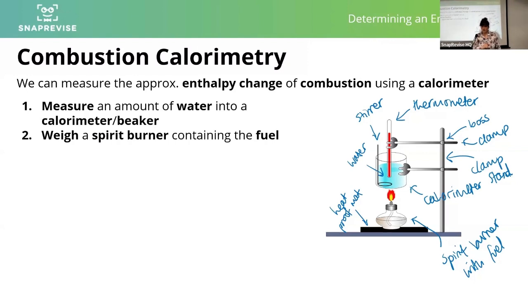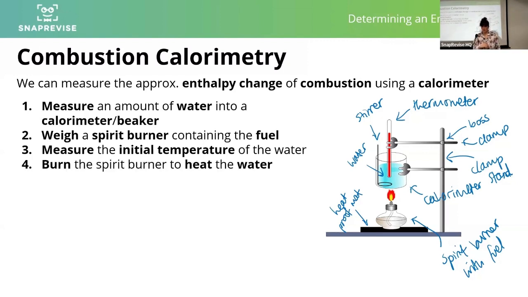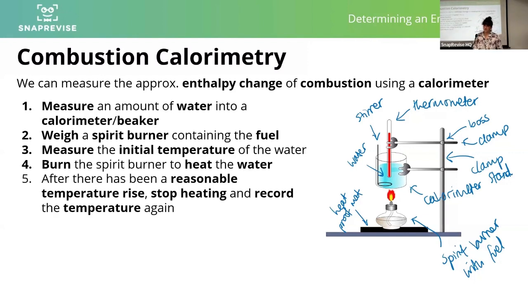We need to then know how much fuel we started with, because we also need to know how much fuel we end with, and therefore how much we have burnt. So we weigh a spirit burner containing the fuel. We must measure the initial temperature of the water before anything is reacted, before the reaction starts. We then burn the spirit burner to heat the water, keeping as little space between the spirit burner and the water as possible. After there has been a reasonable temperature rise, around 30 degrees-ish, we then stop heating and record the temperature again. So we record the final temperature, the highest temperature reached.